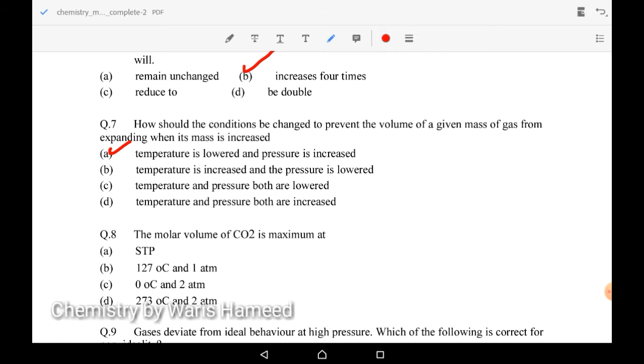Lower temperature will help develop the forces of attraction among the gas molecules, and higher pressure will help bring them closer, decreasing the distance between molecules. Now moving to 8th MCQ. The molar volume of carbon dioxide is maximum at, keep in mind, the volume is maximum at higher temperature and lower pressure. In this case, option number 1 will have greater volume.